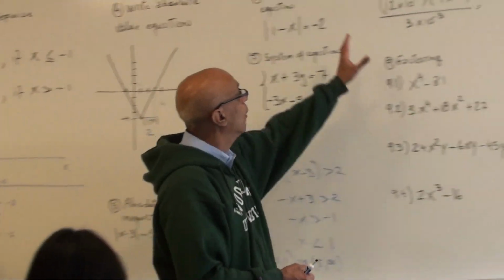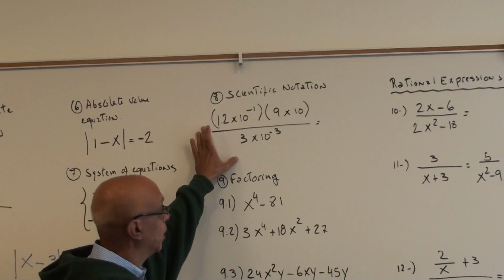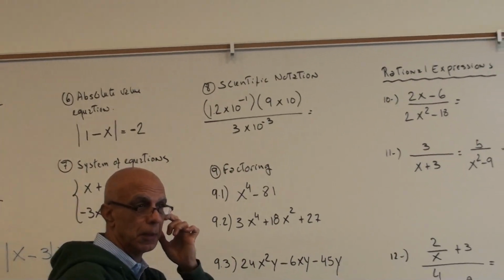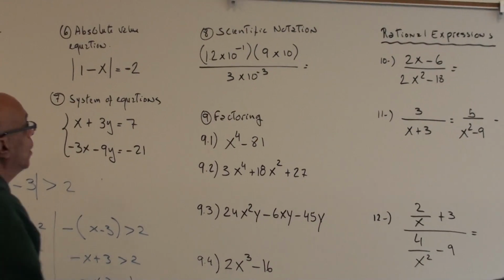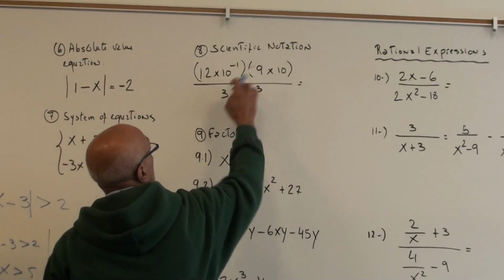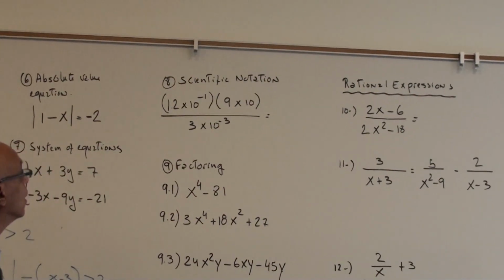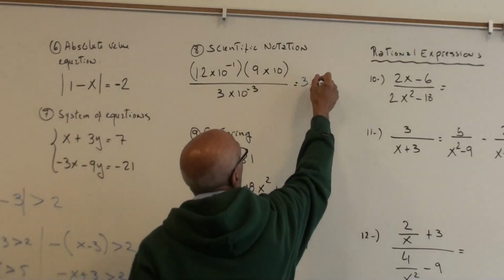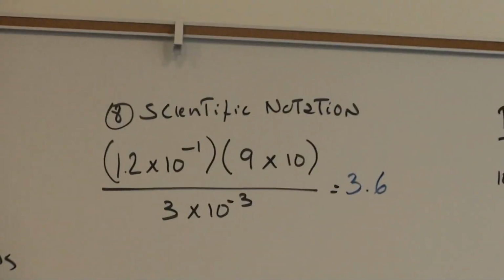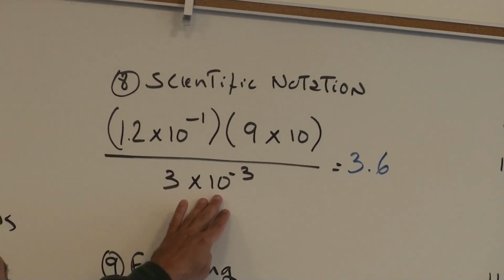Now, this question, I don't know why, many students also miss scientific notation, okay? So the first thing I can do here, I could simplify 9 and 3. 9 divided by 3 is 3. 3 times 1.2 is 3.6, okay?